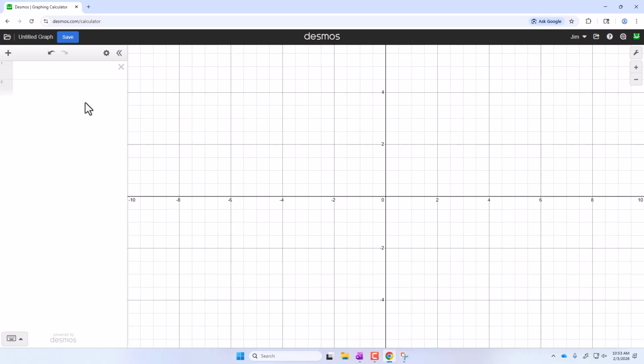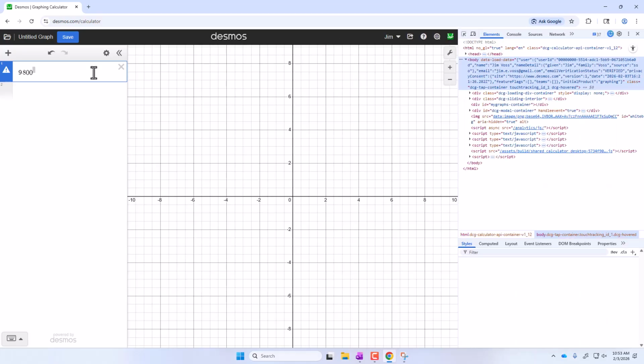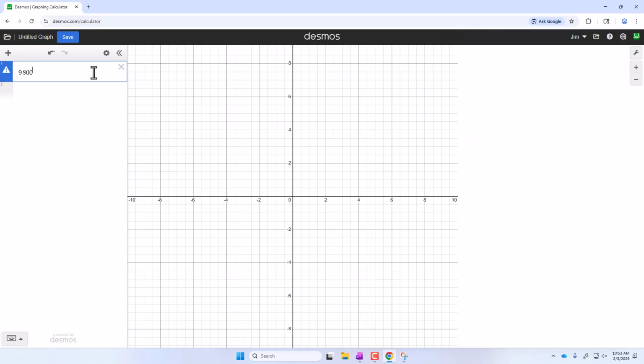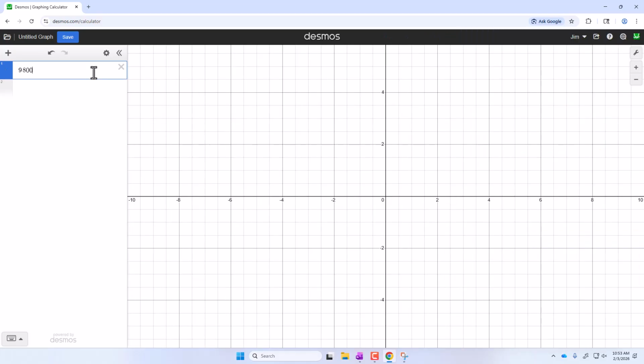Let's see, times, is it the asterisk? I can't even see this keyboard. I guess that's an asterisk. No, that was an exponent. Dang it. Which one is the asterisk? That one? 4 times 32.